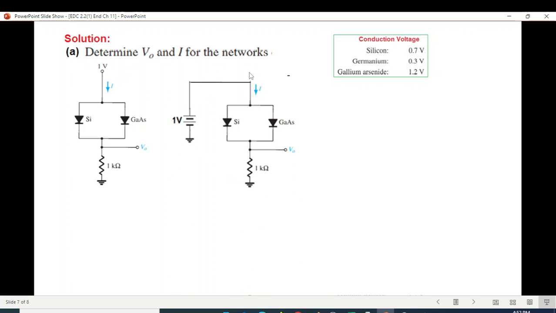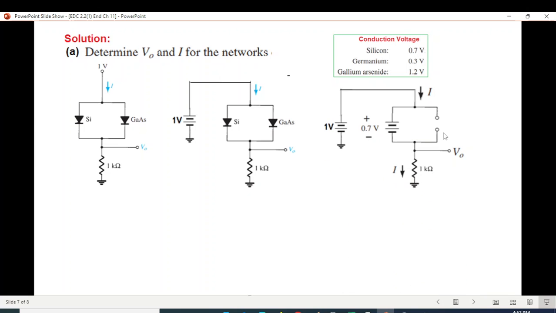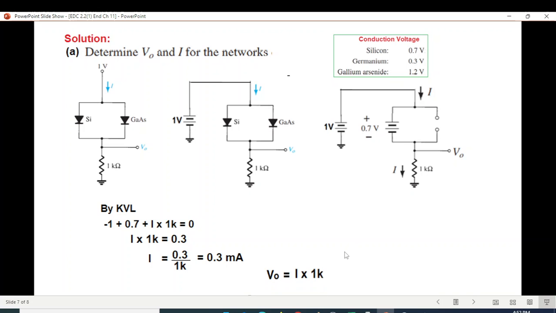Now this battery is making both of these diodes forward bias, but we know the gallium arsenide requires 1.2 volt, whereas our battery is only 1 volt. Therefore, this will not conduct, this will remain off. So off, and now the circuit, calculate voltage and current by KVL. Current first, minus 1, plus 0.7, plus I into 1K. So current is 0.3 milliampere.